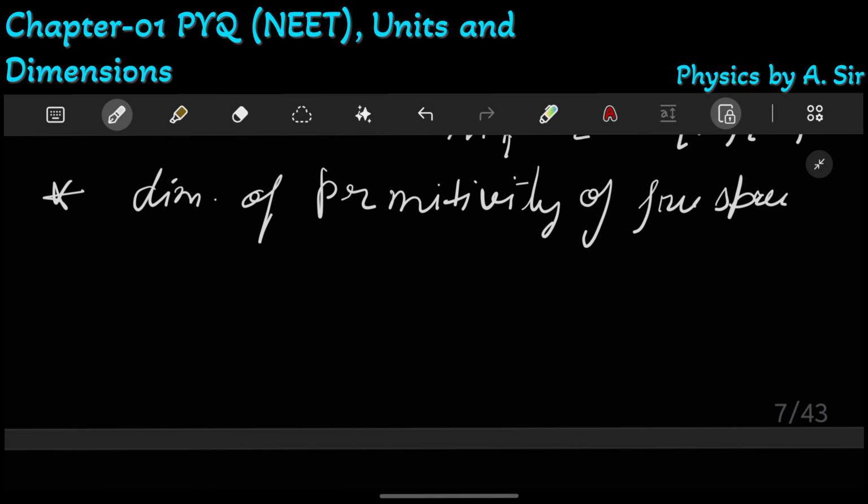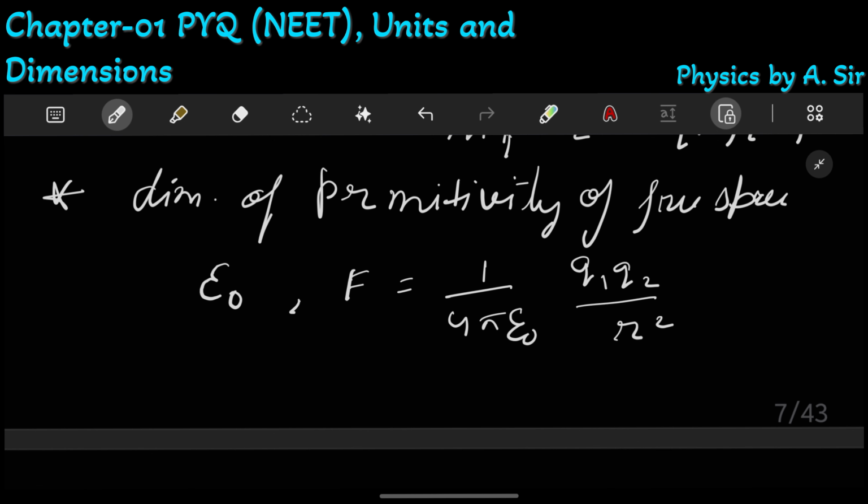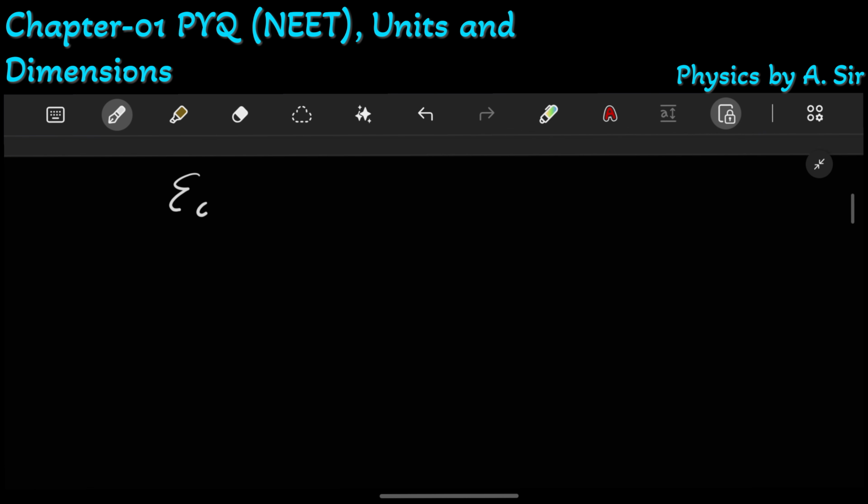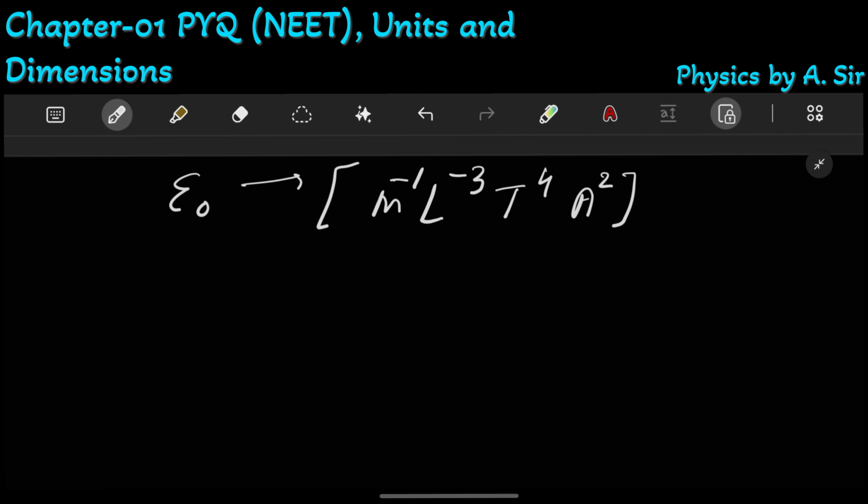Okay, now let's move on to the next question, which is the dimension of permittivity of free space. Which is epsilon naught, and one can understand the formula from Coulomb's law, which is F equals 1 upon 4 pi epsilon naught q1 q2 upon r square. Just put in the values of these and you will find the dimension. Actually, the dimension of epsilon naught is M to the power minus 1, L to the power minus 3, T to the power 4, and A squared, where A is ampere.